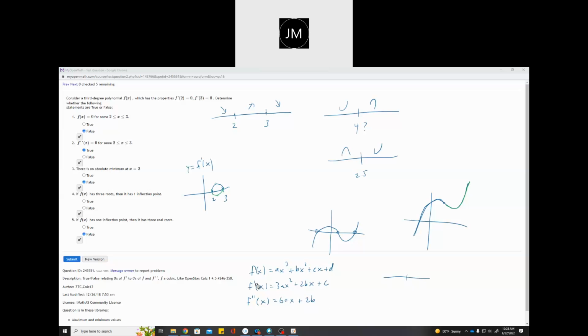I could actually solve for that. Okay, so if I solve 6ax plus 2b equals 0, I get 6ax equals negative 2b. Divide both sides by 6a, and I get x is negative b over 3a. So that's a number where the second derivative is going to be 0 for any cubic polynomial I write down, as long as a is not 0. But if a is 0, it's not a cubic.